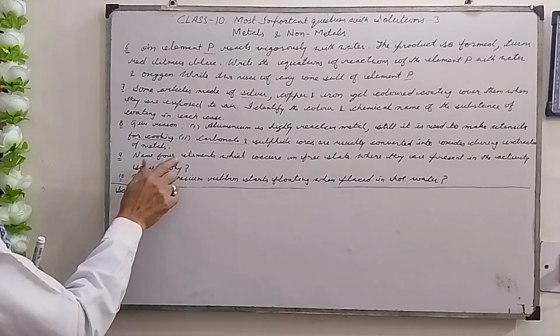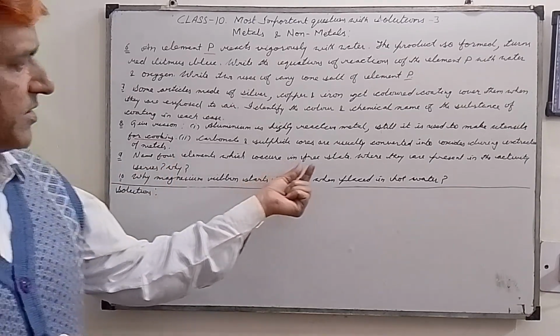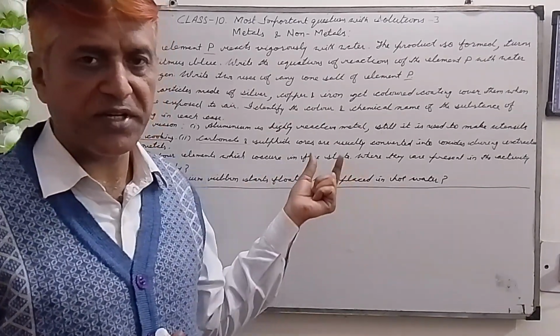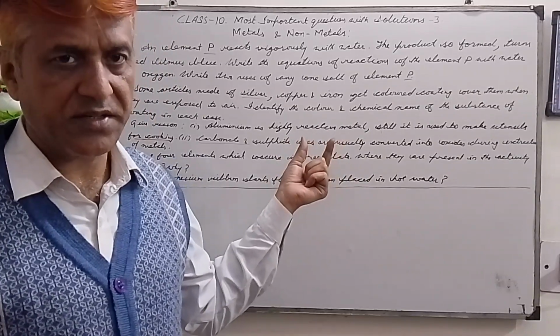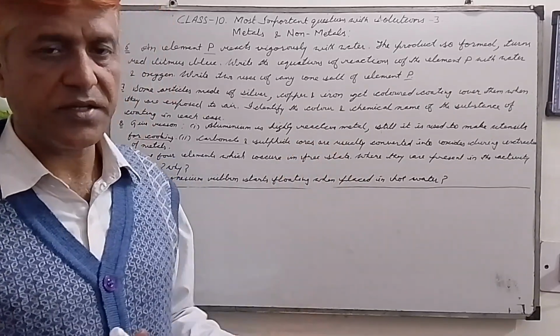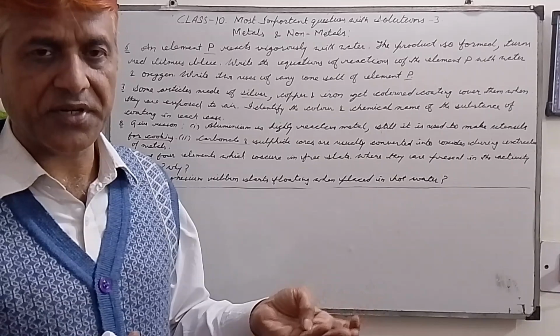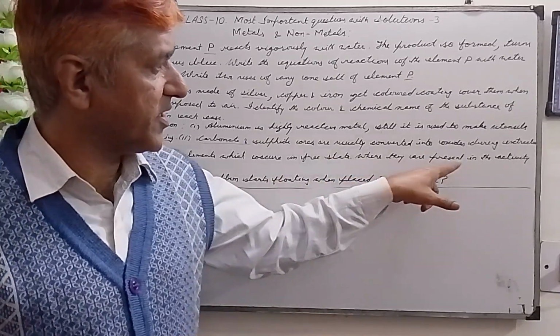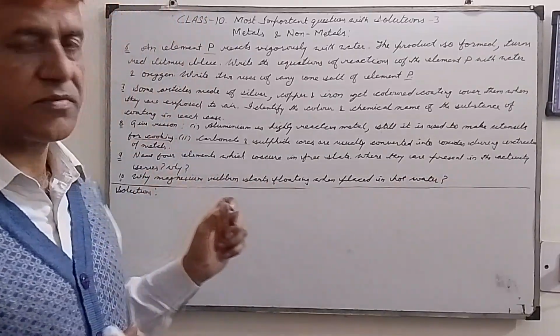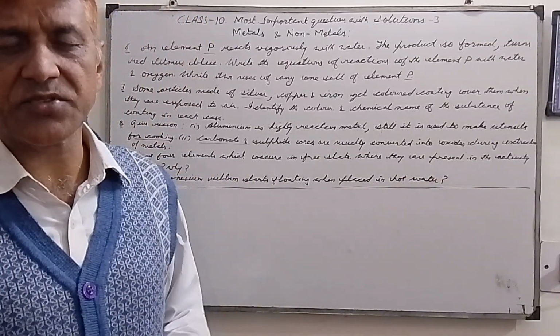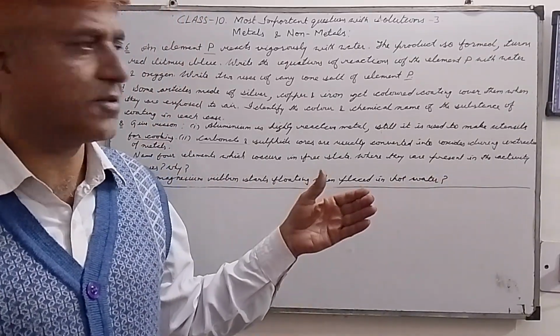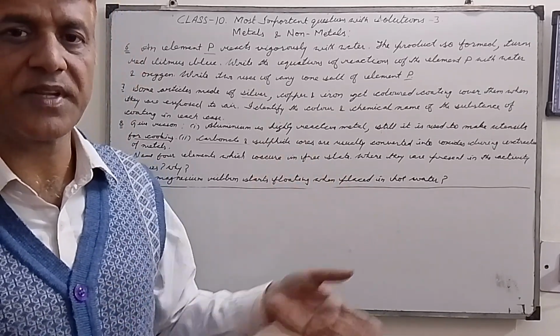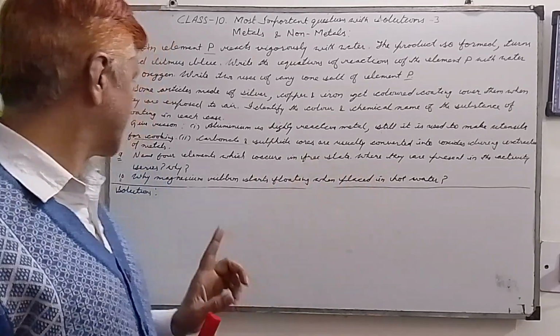Next question is, name 4 elements which occur in free state. So 4 elements occurring in free state are gold, silver, platinum and copper. Where are they present in the activity series and why? Because they are less reactive, obviously they will be placed at the bottom of the reactivity series.